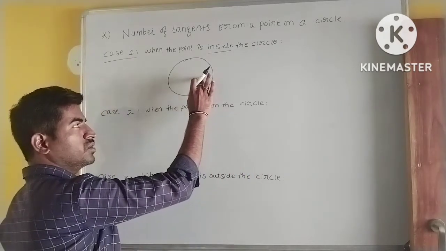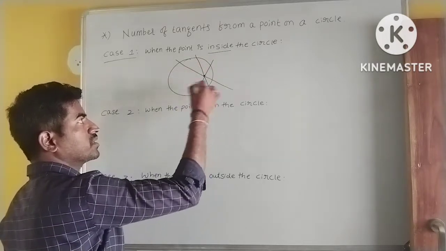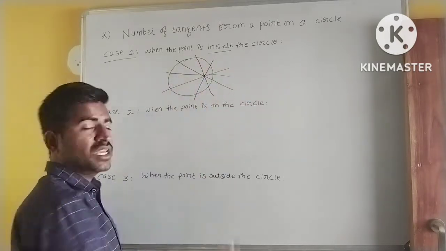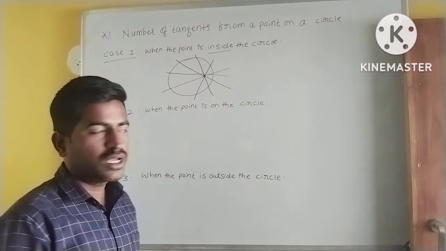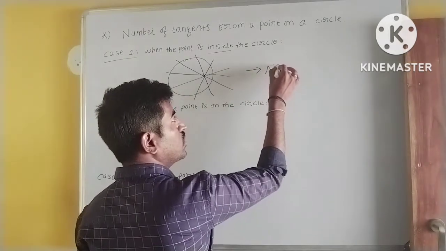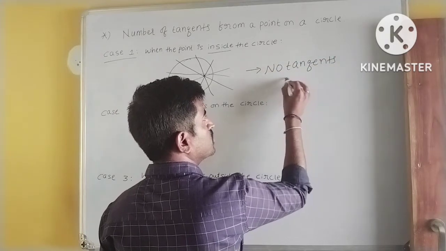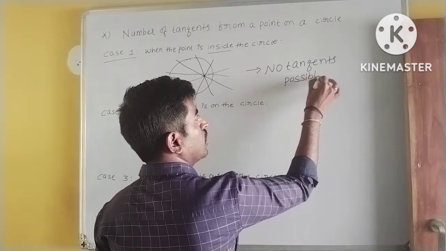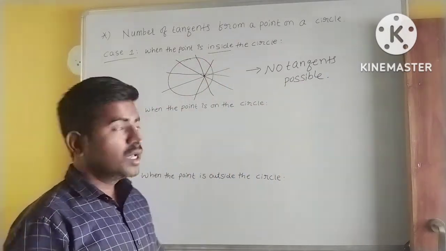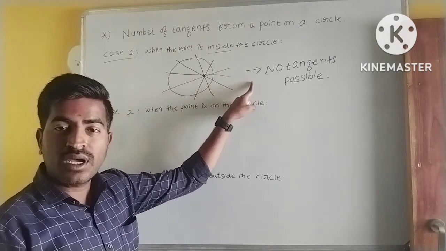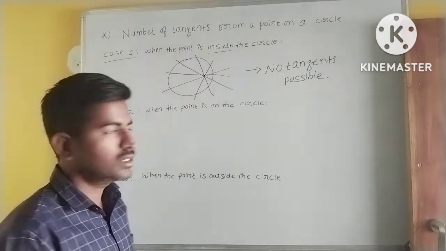Is it possible? No, right? Because we can draw infinitely many secant lines through this point, but a tangent we cannot draw. Hence, you can say there are no tangents possible in this case. No tangents are possible when the point is inside the circle. We can draw infinitely many secants, but a tangent is not possible, right?